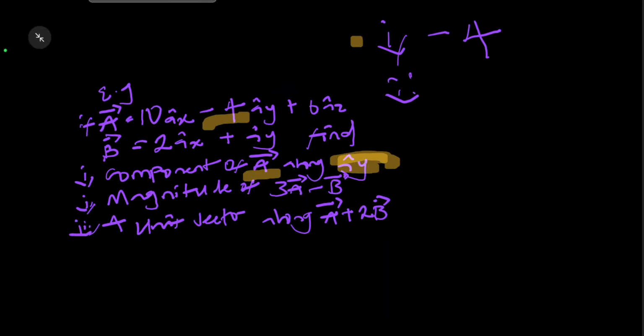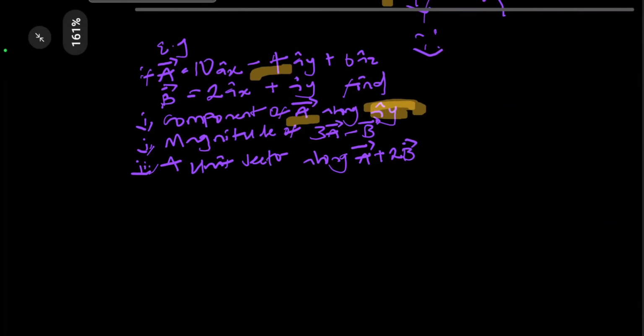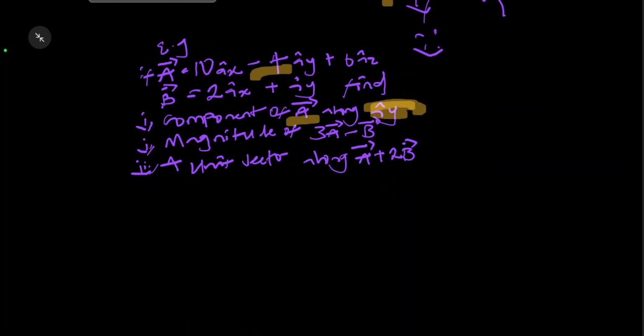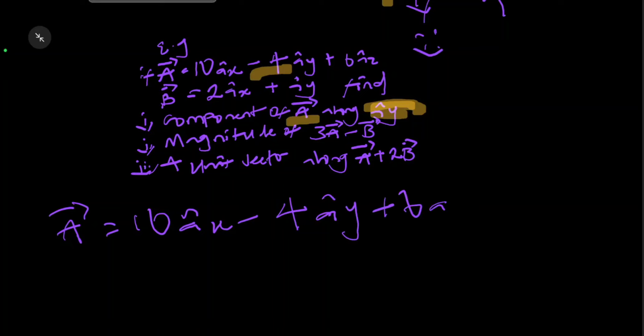Our second question now is the magnitude of 3 times vector A minus vector B. We have our vector A as 10 unit vector minus 4 unit vector plus 6 unit vector, and now they said 3A. So 3A means we should multiply this whole equation by 3 so that we can have 3A here.